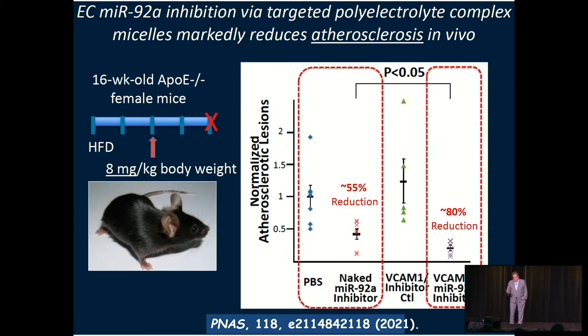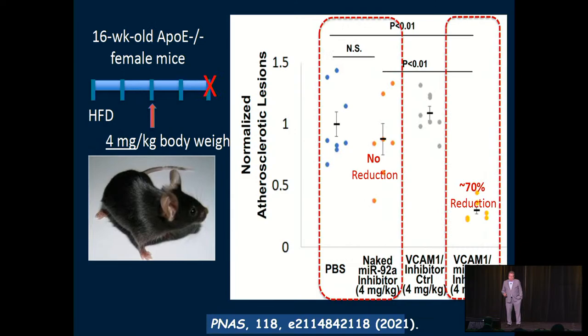And if you reduce the dose by half, the naked inhibitor doesn't produce any statistically significant reduction, but our targeted delivery vehicle produces a 70% reduction. So we believe that this is an effective, potent way to deliver a therapeutic nucleic acid to sites of vascular inflammation, which in this case lead to atherosclerosis.